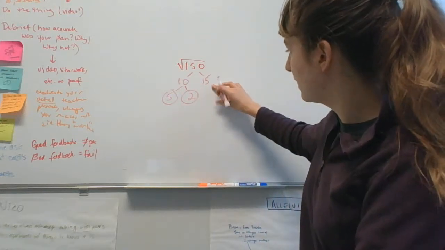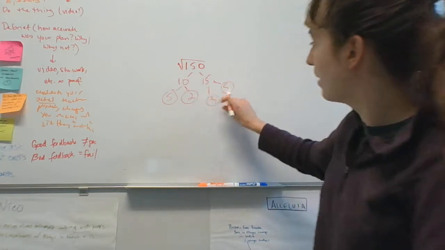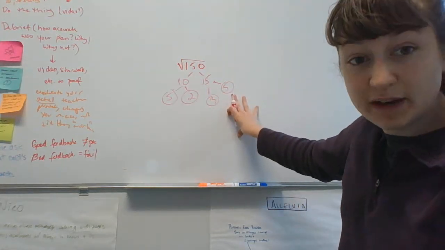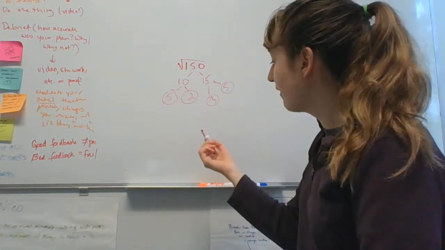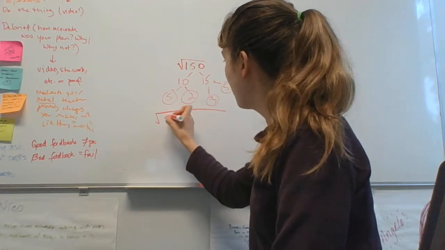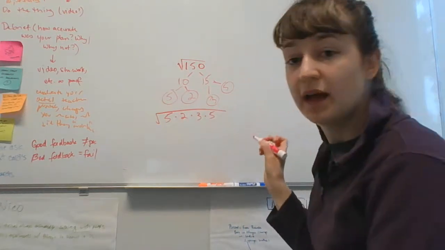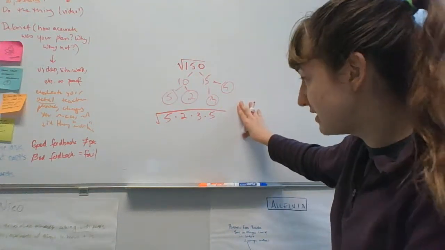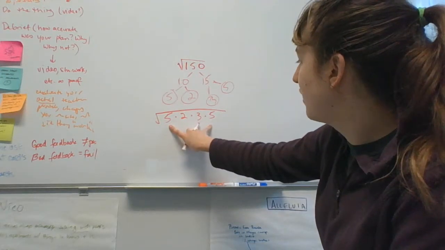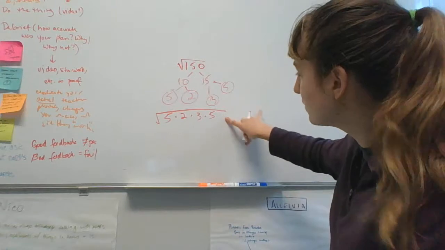What two numbers multiply to equal 15? 3 and 5. Also both prime numbers, so I'm done there. Now I've done prime factorization on this number, and I'm going to rewrite it with all of the prime factors. So we have 5 times 2 times 3 times 5. And now we get to the simplification step, which is anytime there is a pair of numbers underneath a radical, you can pull one out, because that's what a square root sign means.